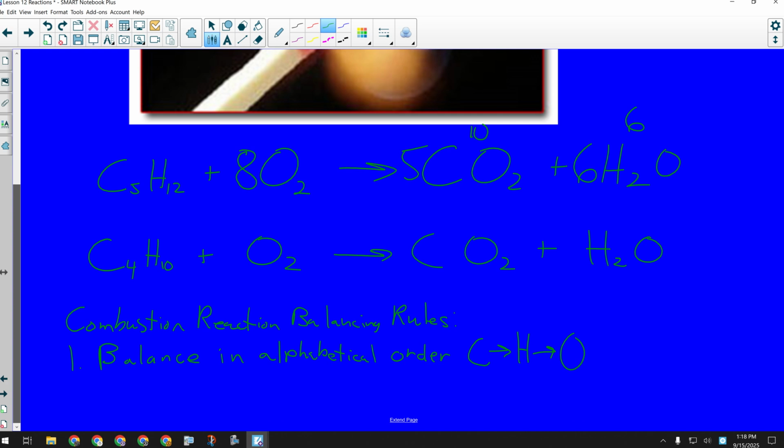The second reaction is going to demonstrate why we need 2 rules. Okay, let's start this one out and just see what happens with it. Balancing alphabetically. How many carbon? 4. Okay, so what goes here?